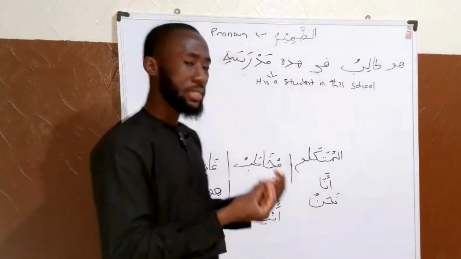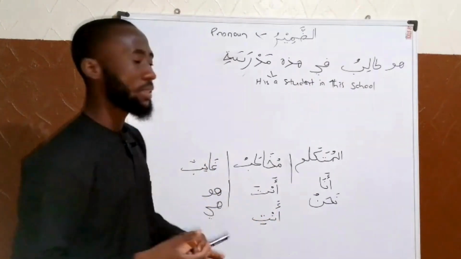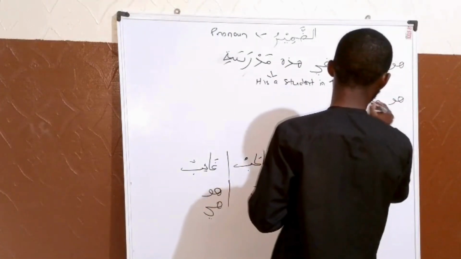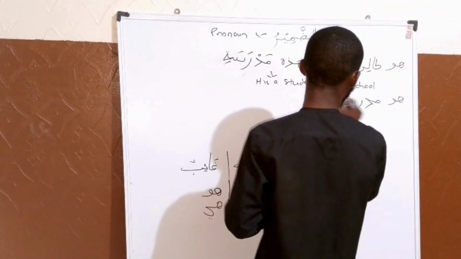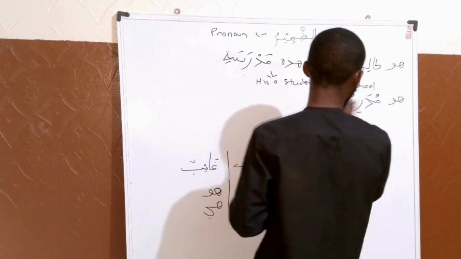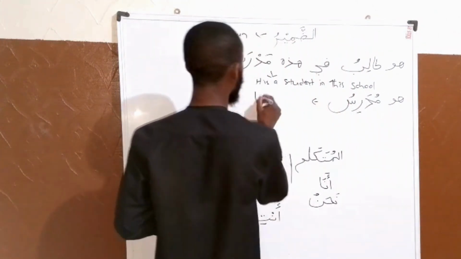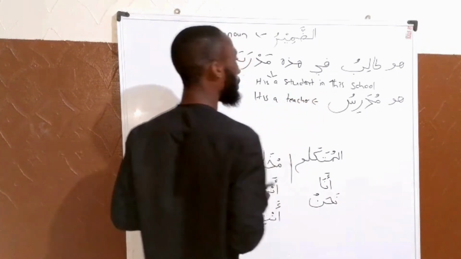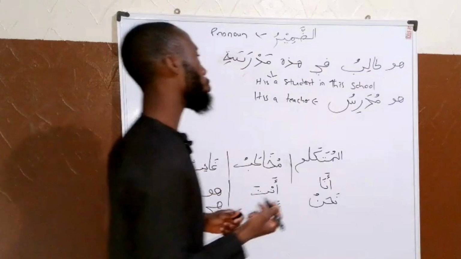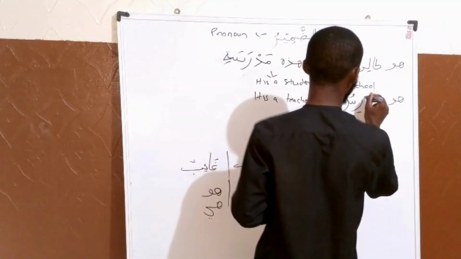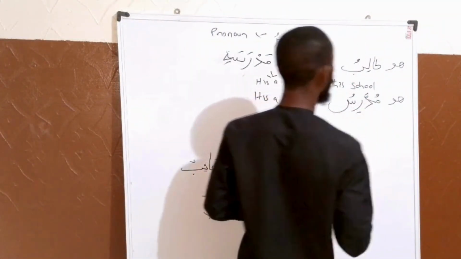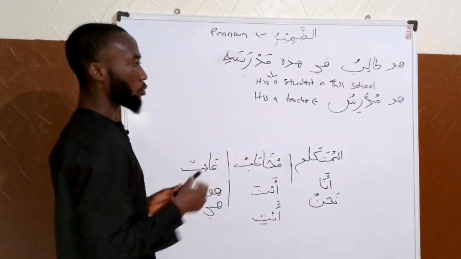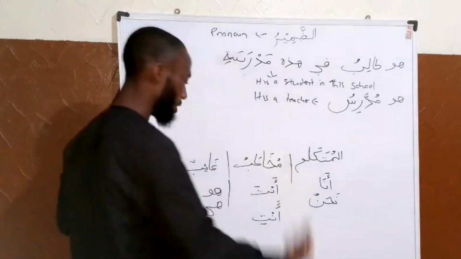Now, how do you say is a teacher in Arabic? You say هو مدرس. Is a teacher. هو مدرس is a teacher.